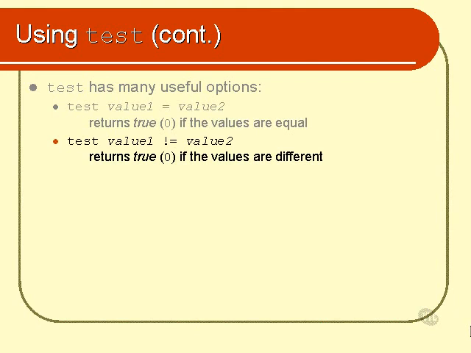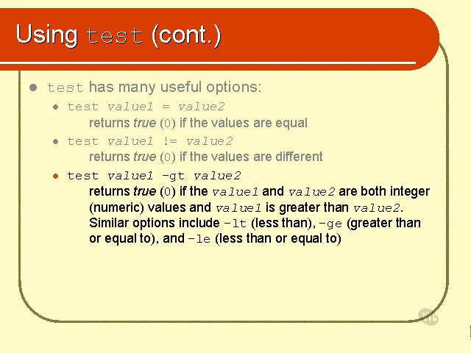That's the symbol for not equals in the shell programming language, or rather in the test programming language. We've also got greater than, minus GT, which will only work if both value 1 and value 2 are integer values or numeric values. If one of them is non-numeric, you'll get an error message from test. And we've also got minus LT for less than, minus GE for greater than or equal to, and minus LE for less than or equal to.